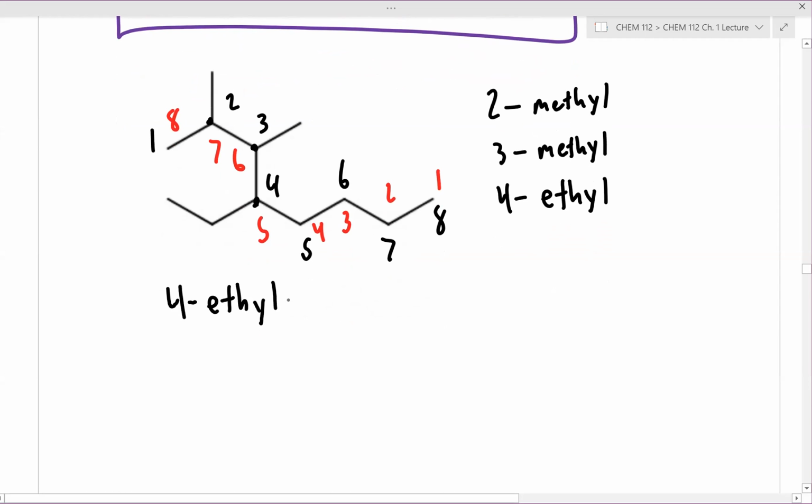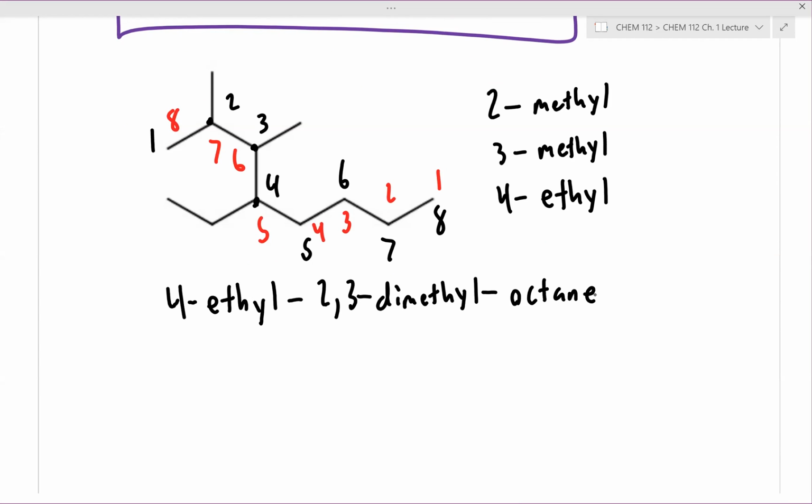And since we have 2 methyl groups, instead of writing 2-methyl, 3-methyl, we're going to write it as 2,3-dimethyl. Yep. And then what do we call an 8-carbon chain? Octane. So this is 4-ethyl, 2,3-dimethyl octane. Not too bad, right?